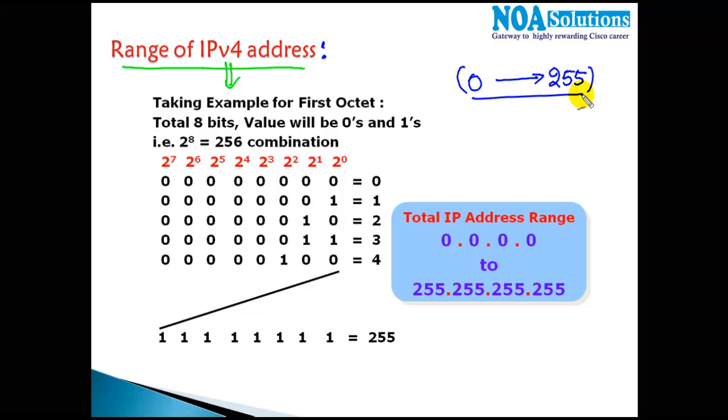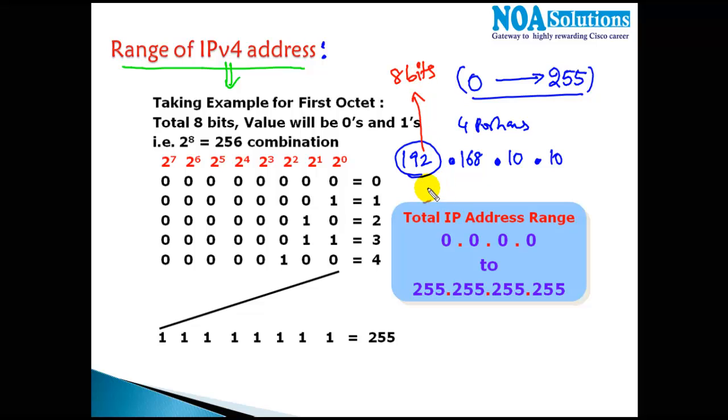Now why is the minimum number 0? Because as we discussed, we have an IP address in 4 portions, and each portion is separated by a dot. It looks something like this: 192.168.10.10. But if you consider any one portion, in each portion you have 8 bits. If I write these 8 bits in terms of binary, it's going to be either all zeros.